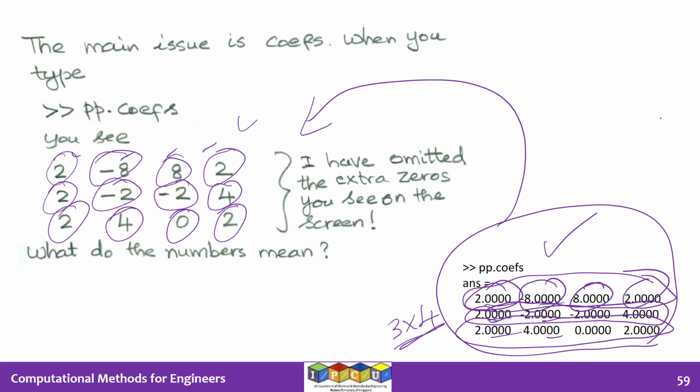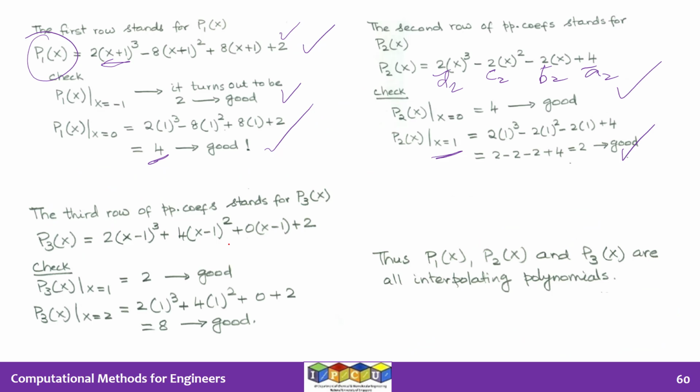The third polynomial piece, 2, 4, 0, 2. So this is the coefficient of the highest power. This is for the second highest power, the third highest power, the constant term. So 2, 4, 0, and 2, starting with the highest power. So this is P3, and you can verify that P3 is an interpolating polynomial.